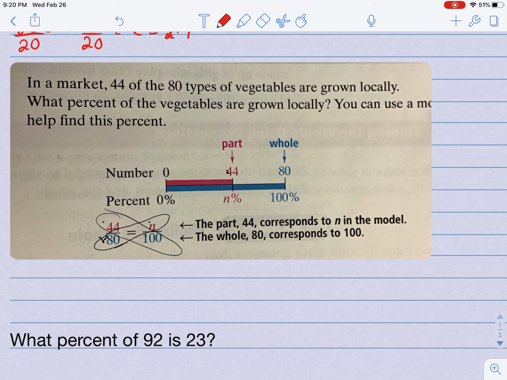So if it's 44 of 80, 44 over 80, that's our part over our whole. So right here it states part, whole. So 44 is the part, the whole is 80. And then that's going to correspond to our percent over our whole percent. Once again, the whole percent is 100.